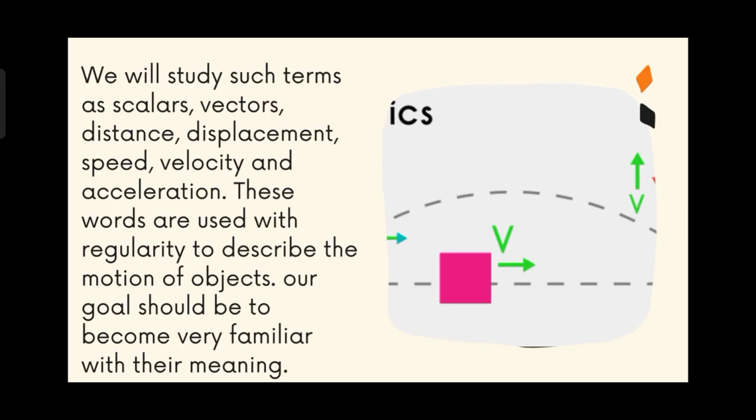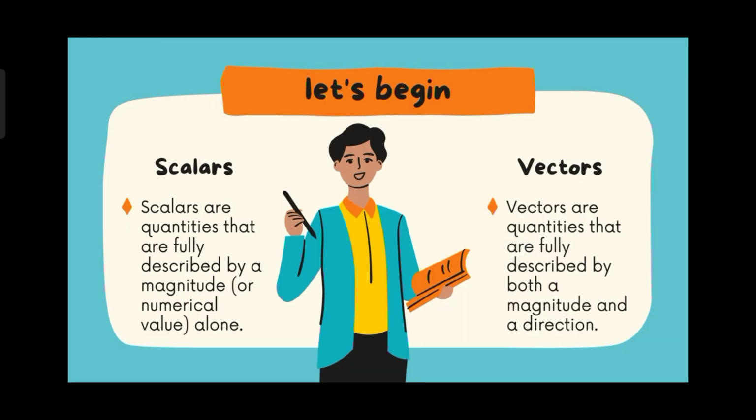In kinematics, we will study such terms as scalars, vectors, distance, displacement, speed, velocity, and acceleration. These words are used with regularity to describe the motion of objects. Our goal should be to become very familiar with their meaning. So let's begin. First is scalar. Scalars are quantities that are fully described by a magnitude or numerical value alone. Second is vectors. Vectors are quantities that are fully described by both magnitude and a direction.